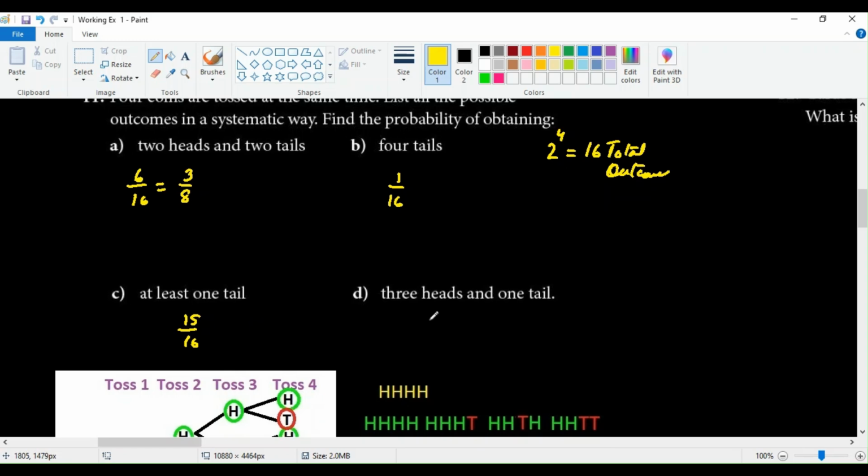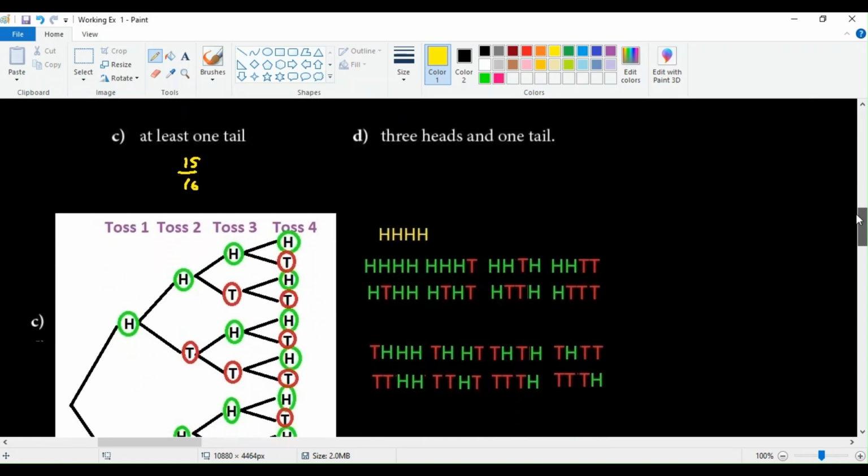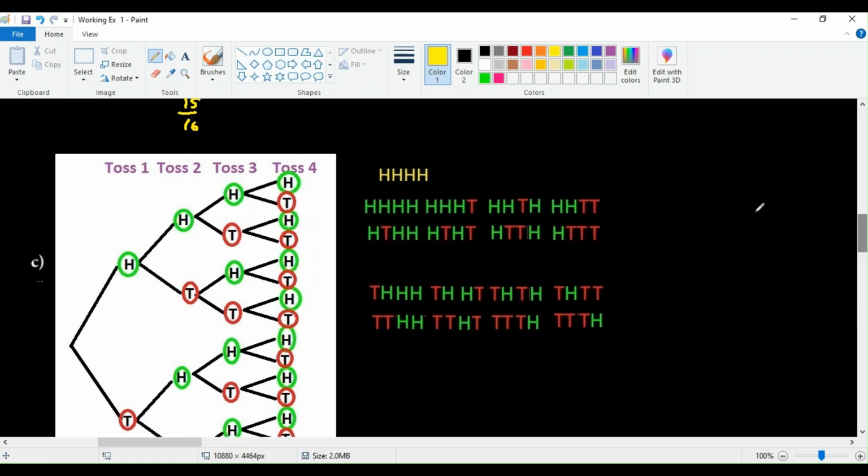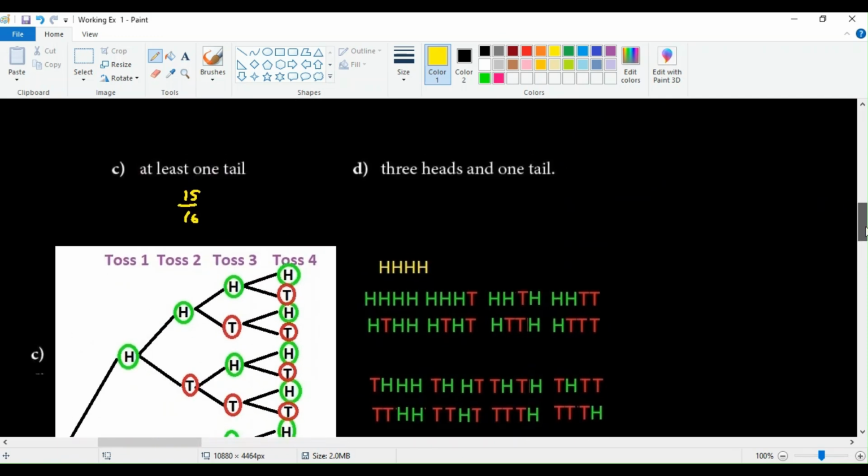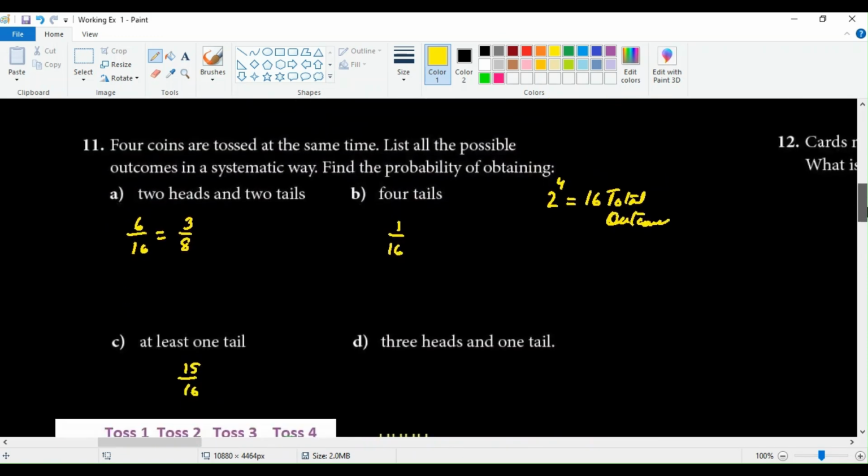Three heads and one tail. So you can count from here and mention how many possibilities there are out of the total possibilities. So this one you should be doing on your own, part D. Moving on to question number 12.